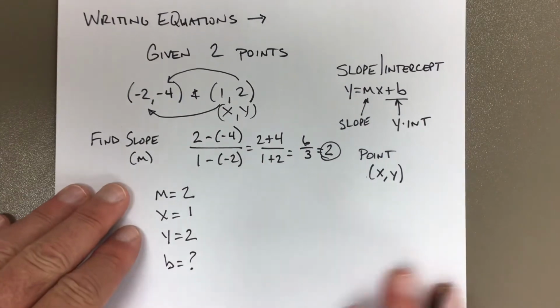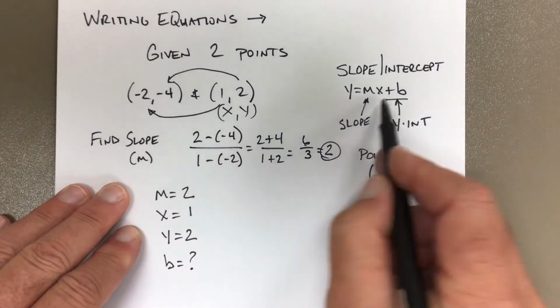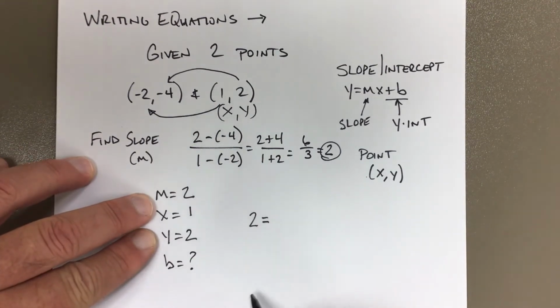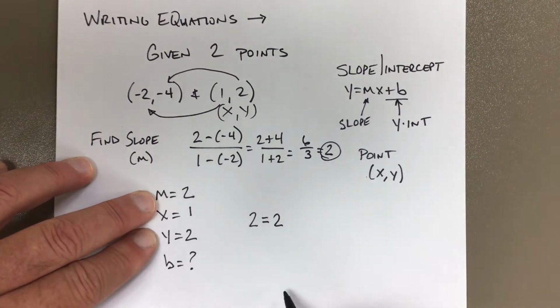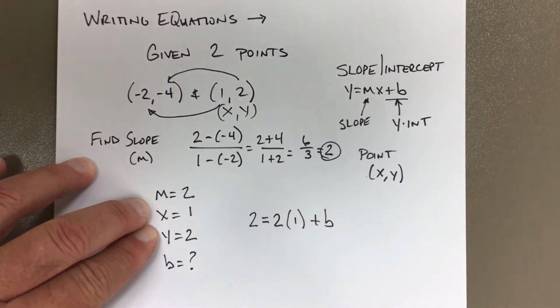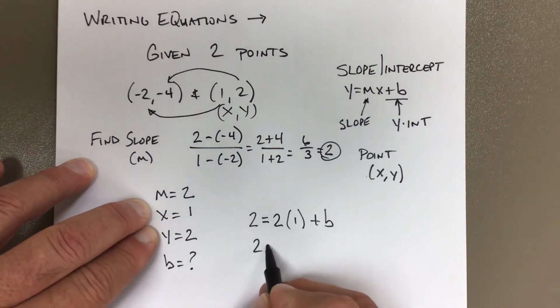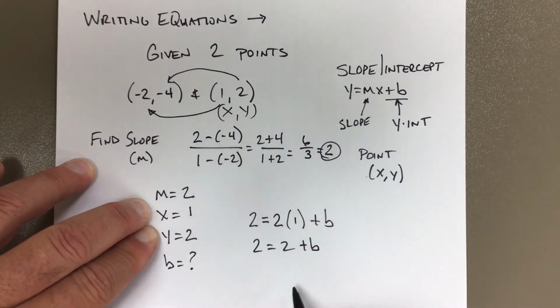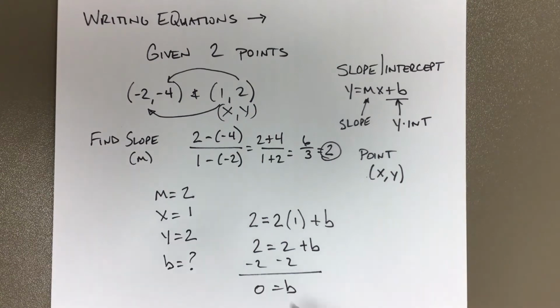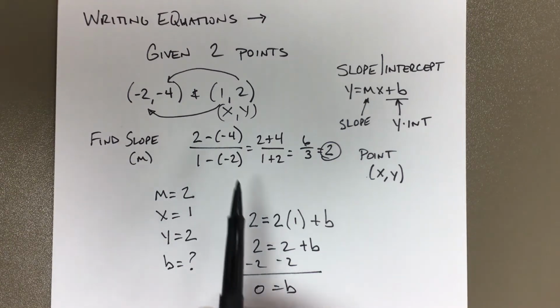So let's go find b. Let's take all this information and plug it into this equation up here. So y, 2, is equal to m, 2, times x, 1, plus b. So this is 2 is equal to 2 plus b. So we're going to subtract 2 from both sides, and we're going to get 0 is b. So now we have all of the information. We know that this is our y-intercept, so it crosses at 0. So it crosses through the origin, and it goes through these 2 points.